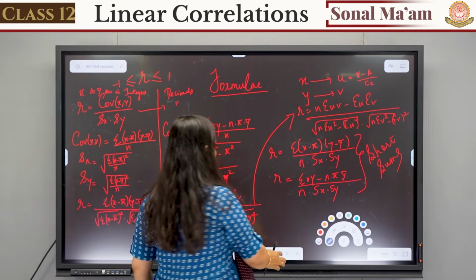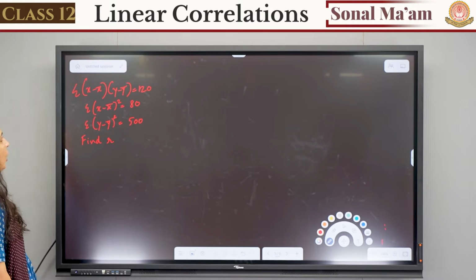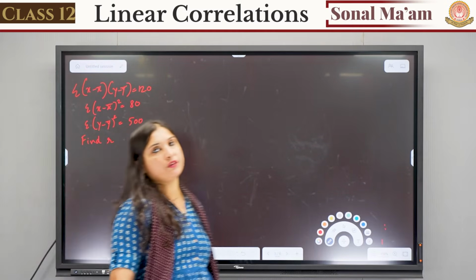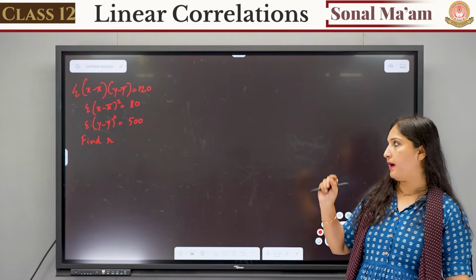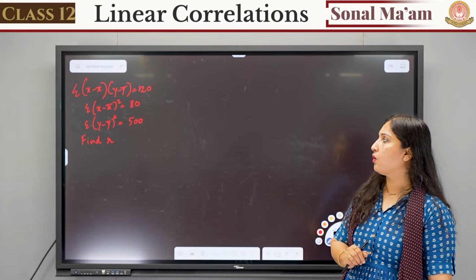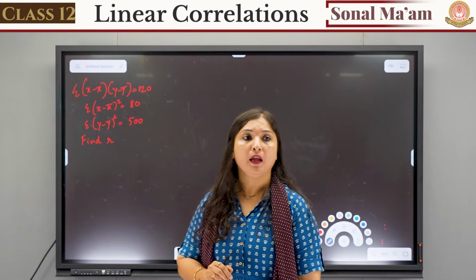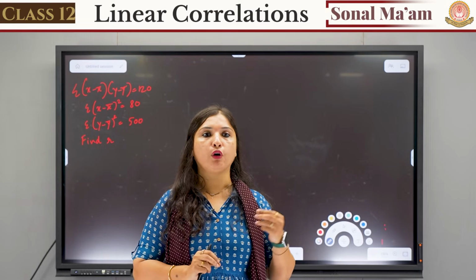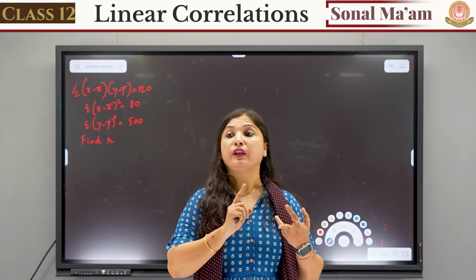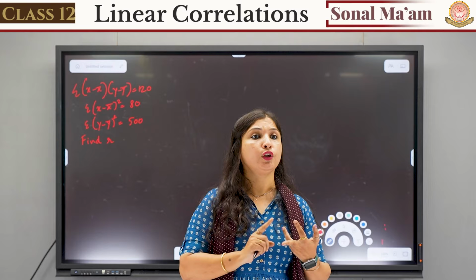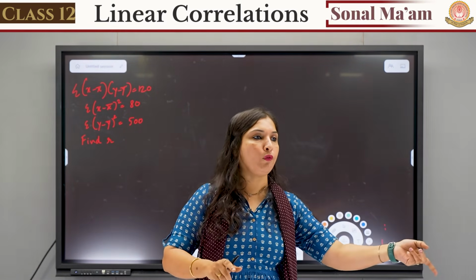Yes, moving forward. Let's see the sum. The question which is given: can you see, summation (x minus x bar) into (y minus y bar) is given, summation (x minus x bar) the whole square and summation (y minus y bar) the whole square are given, and you have to find the value of r. Whenever this type of sum is given, first write the given thing. While solving the short sums, one thing that you have to keep in mind is what is given, and on the basis of that you have to apply the formula.